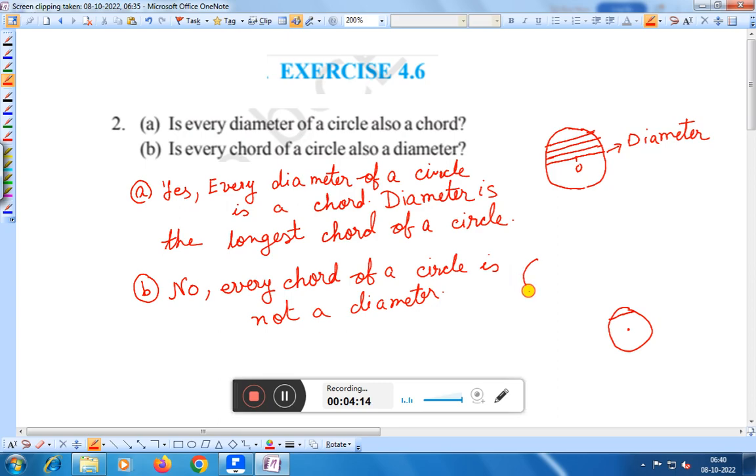For example, this is a circle. This is the center. If we take one chord like this, it is not the diameter. It will be a diameter only when the chord passes through the center of the circle. Therefore, the answer is no. Every chord of a circle is not a diameter.